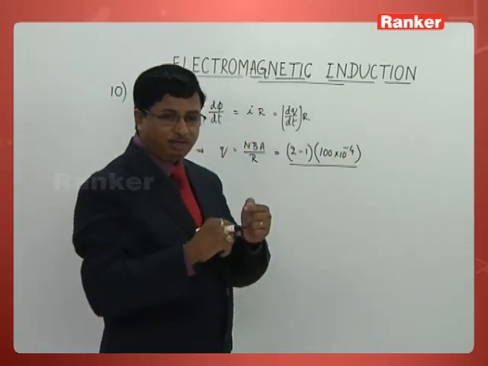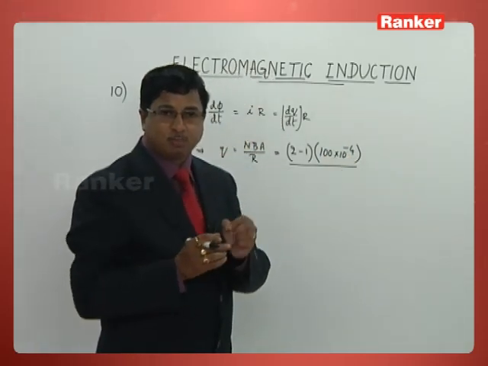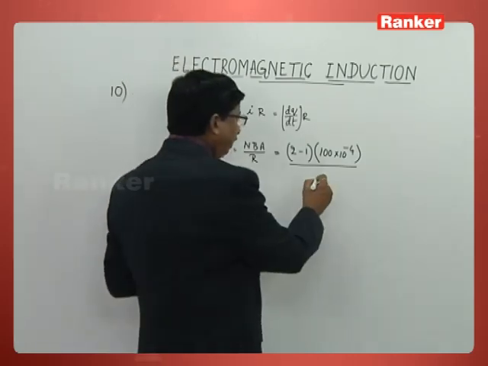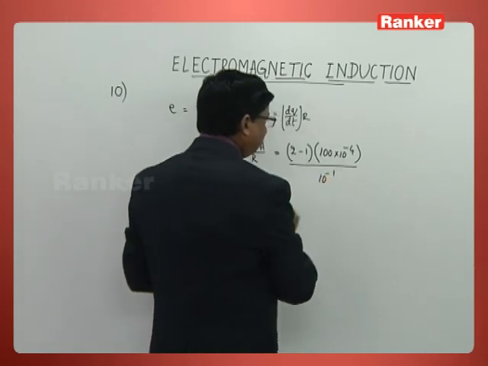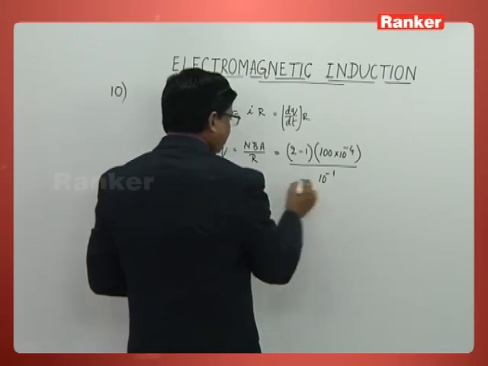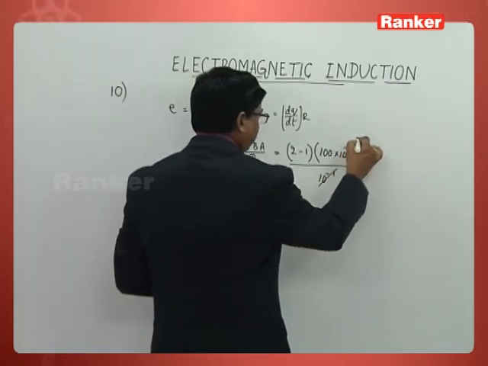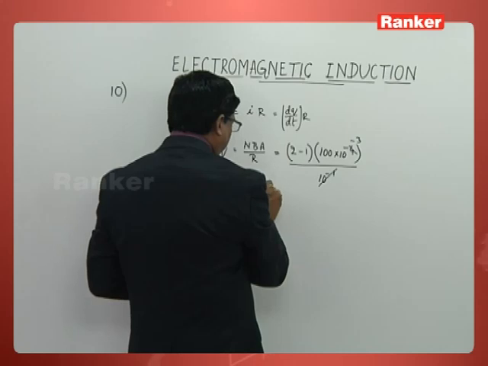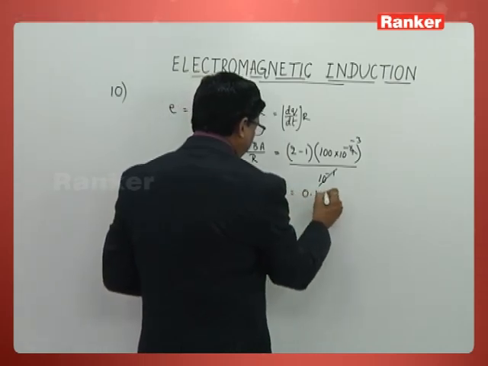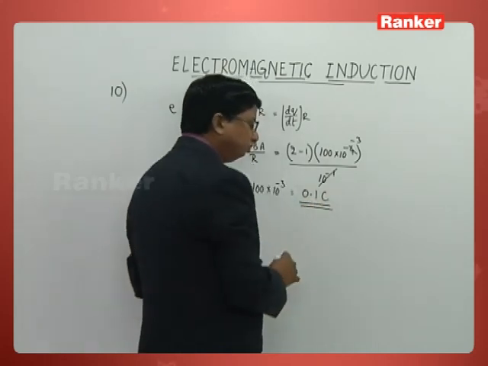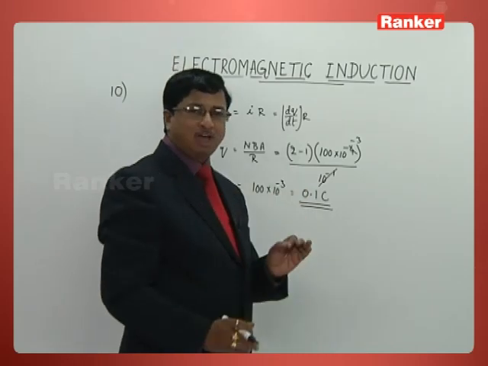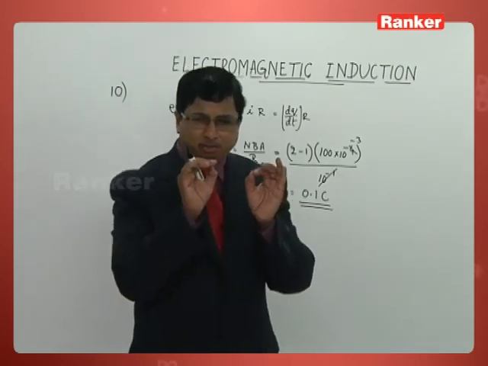What is the resistance that he has given? It's 0.1 ohm. So you can write directly 10 power minus 1. Now this anyhow becomes 1. So this cancels, minus 3 times. So 100 into 10 power minus 3, which now becomes 0.1 coulomb. 0.1 coulomb charge is a minute value.